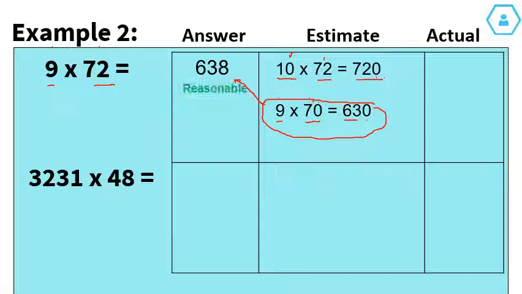I'd say it's a reasonable answer because it's between 630 and 720. So our number is going to be somewhere between these 2. Now the actual answer is 648. Now this second one here is closer to the actual answer. So in my findings, I found that if you round the larger number, so in this case the 72, your estimate will be more accurate than if you round the smaller number.